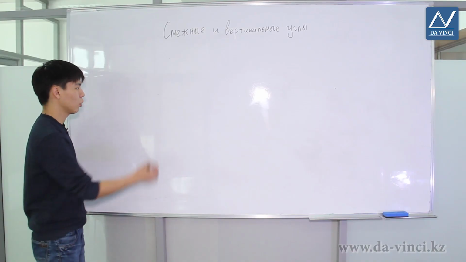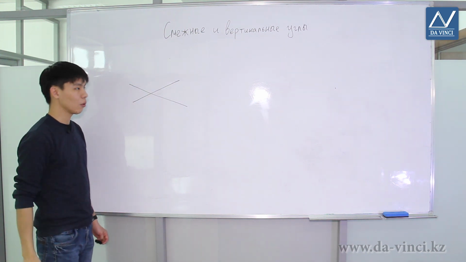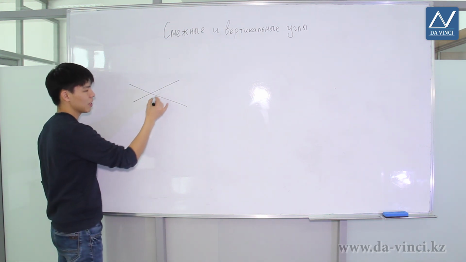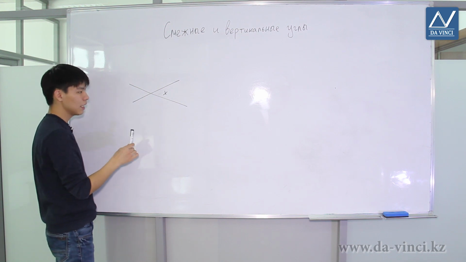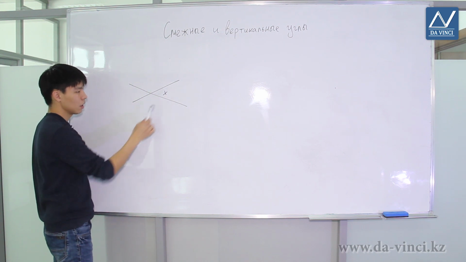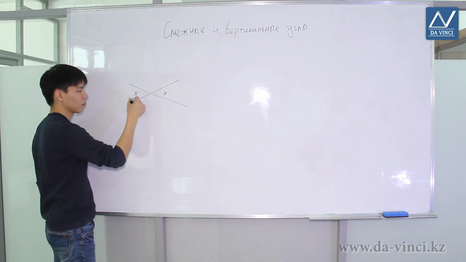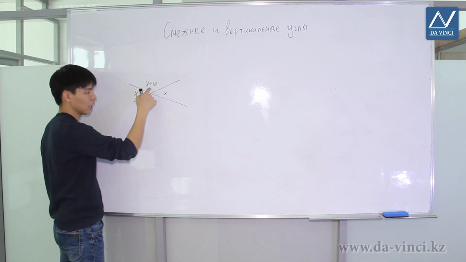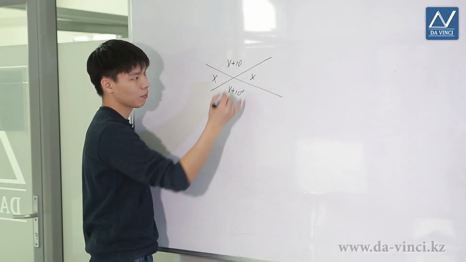Let's solve this problem. Let one of the vertical angles be 10 degrees greater than the other. It is required to find all angles. Now let's denote this smaller angle as x, and it is said that one of the angles is 10 greater than the second. Which of these angles is 10 greater than x? Obviously it cannot be this angle, because it is vertical to this. This one is x as well. So this angle is 10 degrees greater. It is x plus 10. Likewise, because these are vertical angles, there is x plus 10.